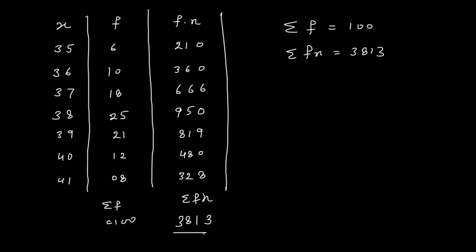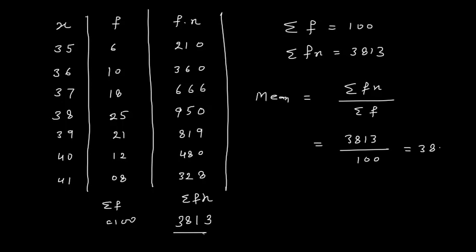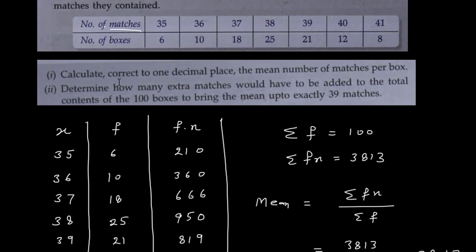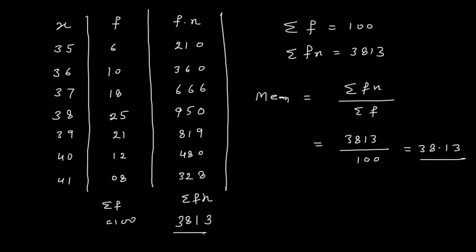Now you should do the sum two times to make sure that whatever values you are getting are correct. So now the formula for mean is equal to summation of fx upon summation of f, that is 3813 divided by 100. So this will become 38.13. Okay, now the first problem we have done, calculate correct to 1 decimal place the mean number. So 1 decimal place, so here you will write 38.1 only.